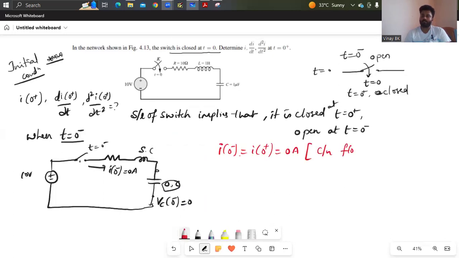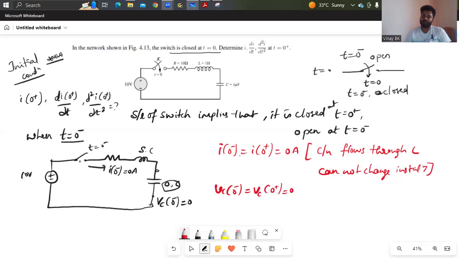Because current flowing through the inductor cannot change instantaneously, whatever the value of current before closing the switch, that will be the same after closing the switch also. This was explained in the theory video. If you have any doubt, please go through the previous videos in my playlist. Similarly, Vc of 0 minus is the same as Vc of 0 plus, that is also 0 volts.